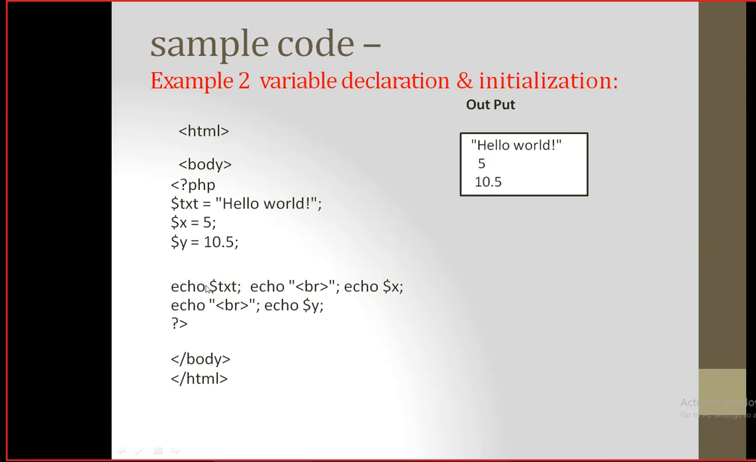Here we have just displayed the values of those variables one after the other. So echo $txt, echo the break tag just to print the other value on the next line of the output page. Then we have printed the value of x, again a break tag, and then the value of y. Fine.